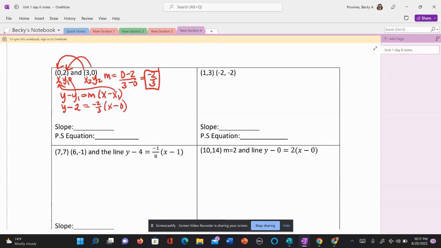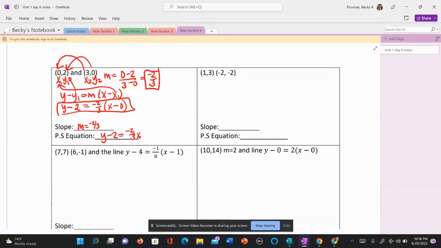All right, so let's fill in some of these blanks. My slope is a negative 2/3. Now, PS equation means point slope equation. This is the point slope equation. Now, this equation's fine, but do you guys remember if it's a 0, you really don't have to put it? It's not all the way simplified. So technically, I could just write a negative 2/3 x. If you wanted to write it the other way, I would go ahead and count that.